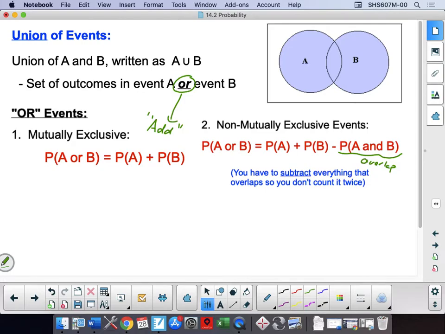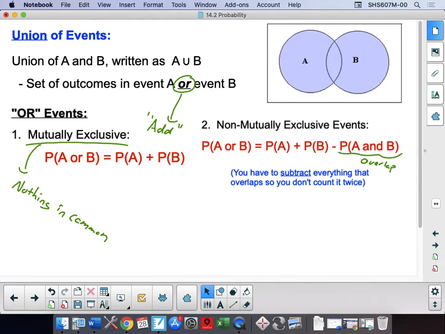As I look at this, sometimes I have or events, and I need to make sure whether they are exclusive, meaning they have no connection with each other. Exclusive means they have nothing in common. It's like saying they're independent, and that's why they use these big words. One event is not affected by the other, nothing in common. Those are the easy ones. Whereas non-mutually exclusive just means they are going to have something in common, and I have to subtract that common piece.